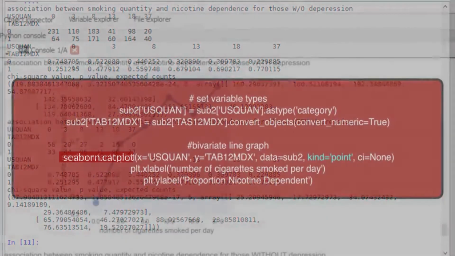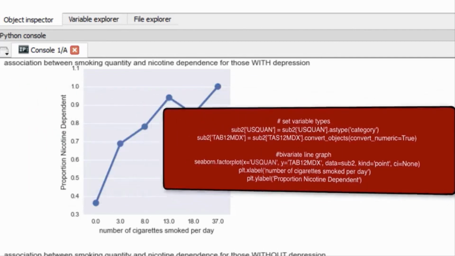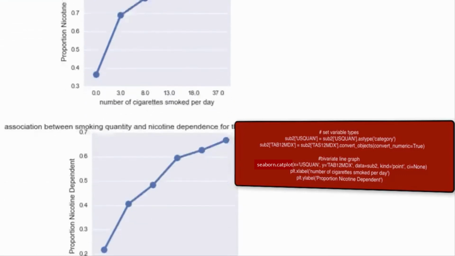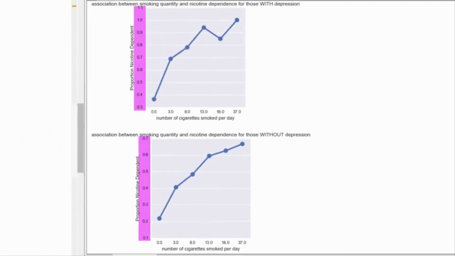Using a line graph to examine the rates of nicotine dependence by different levels of smoking, we would use the following code, changing only the data frame and kind of graph. Here we are asking for a point or line graph. As you can see, it seems that both the direction and the size of the relationship is similar between smoking and nicotine dependence for those with major depression and for those without. Although those with major depression do show higher rates of nicotine dependence at every level of smoking quantity.